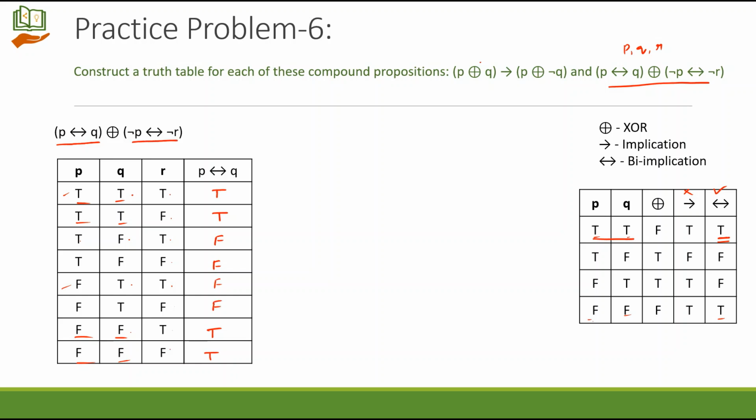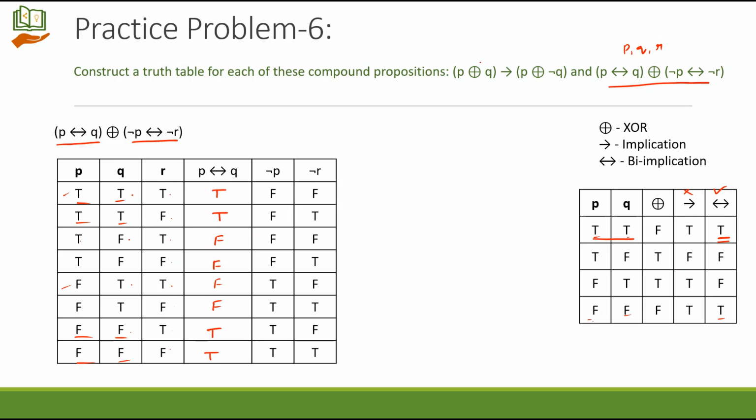What about the second expression? It is between negation of P and negation of R. So let's first negate P. The first 4 rows will have F and the last 4 rows will have T. What about negation R? It's just an alternation of F and T instead of T and F. Now we have to find the biimplication operator between these two columns.